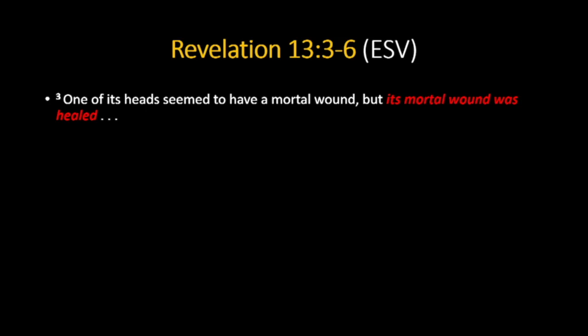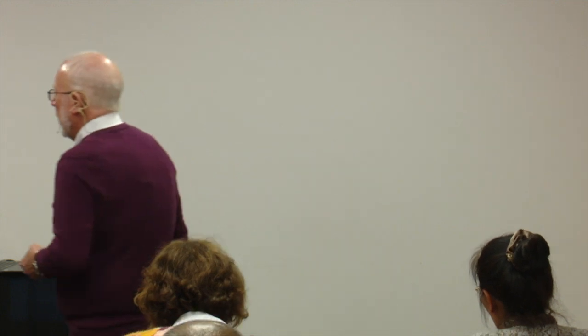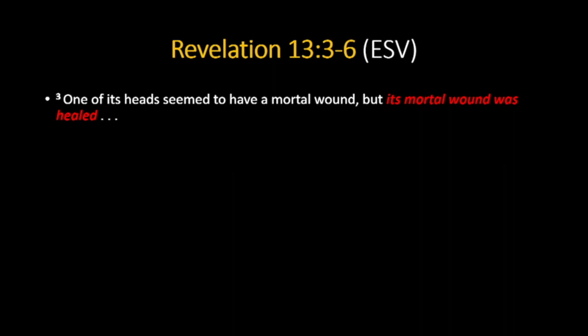Now, verse 3, one of its heads, have a look at verse 3, you got it? In Scripture, it says, one of its heads seemed to have a mortal wound, but its mortal wound was what? It was healed. Mark that in one colour, just those words. I've coloured them on the PowerPoint so that you can find it fairly easily. So, verse 3, one of its heads seemed to have a mortal wound, but its mortal wound was healed. Good.